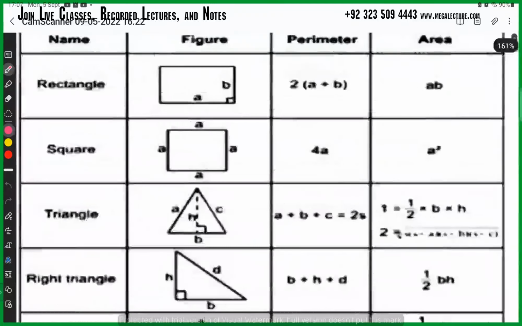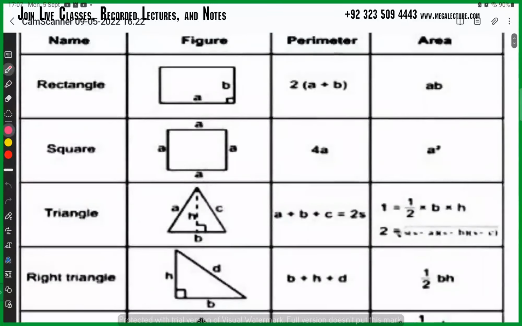Okay, now this is basically the next chapter that we would be talking about. It is extremely important, extremely important. It would basically be coming in paper 4 for IGCSE and paper 2 for the O-level math students.